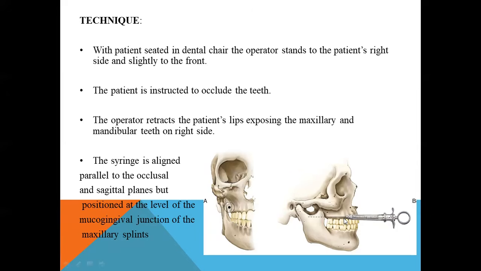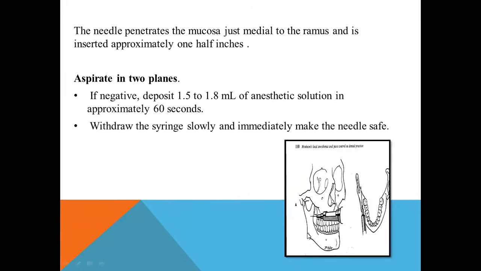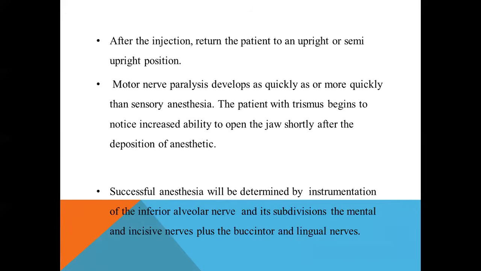The syringe is aligned parallel to the occlusal plane. You align the syringe parallel to the occlusal plane at the level of the mucogingival junction and slowly penetrate the needle medial to the ramus, approximately 1.5 inches. Do aspiration in two planes. Whenever there is a negative aspiration, slowly deposit the solution. After injection, return the patient to the upright or semi-upright position.